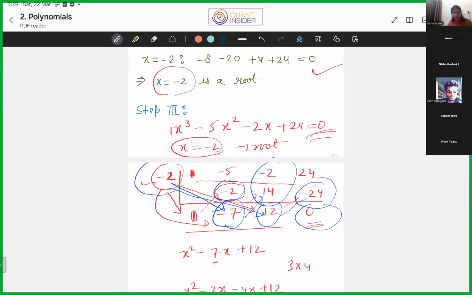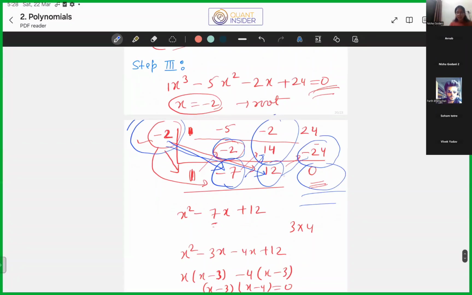So if this root -2 is correct, then definitely it will be 0. Okay, it is not 0. This means there is a mistake. Now these three terms will give you the quadratic factor, and you can factorize it very easily.